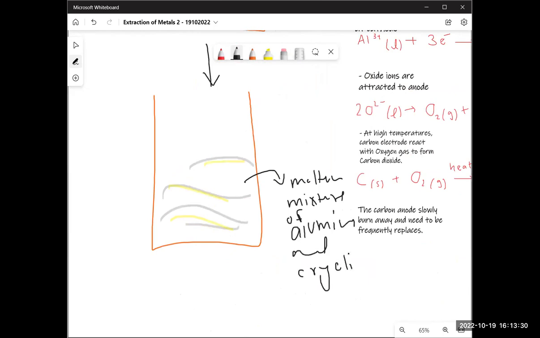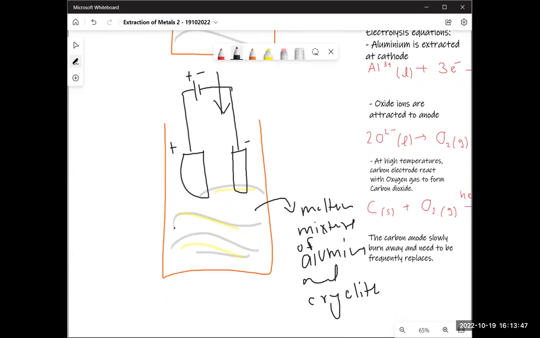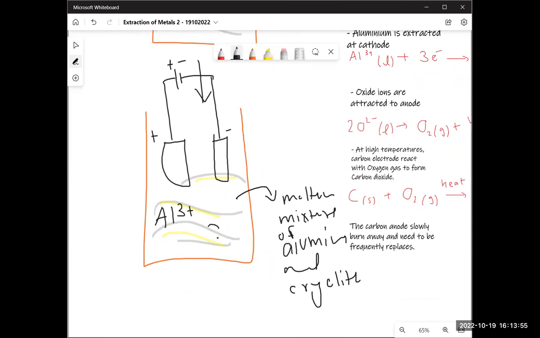Now what we do to this is we add electrodes in it and connect the power supply. So plus, minus. You can do this in your house as well, actually. Now in this molten mixture I have Al3+ and I have O2-. Both of these electrodes, by the way, are carbon.